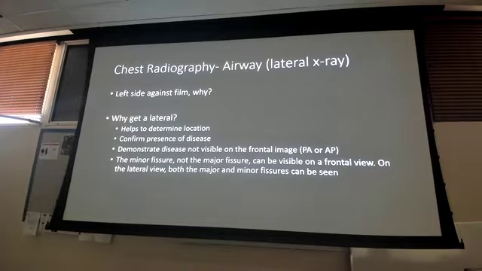We already talked about lateral films. Why do we do the left side? It's to decrease the magnification of the heart, right? What do we get a lateral for? Location, like we just talked about in the lobes. Sometimes you can see one of the fissures on the lateral, and looking for those areas, those hidden areas on that PA that we can't see. It helps us visualize the rest of that lung field.